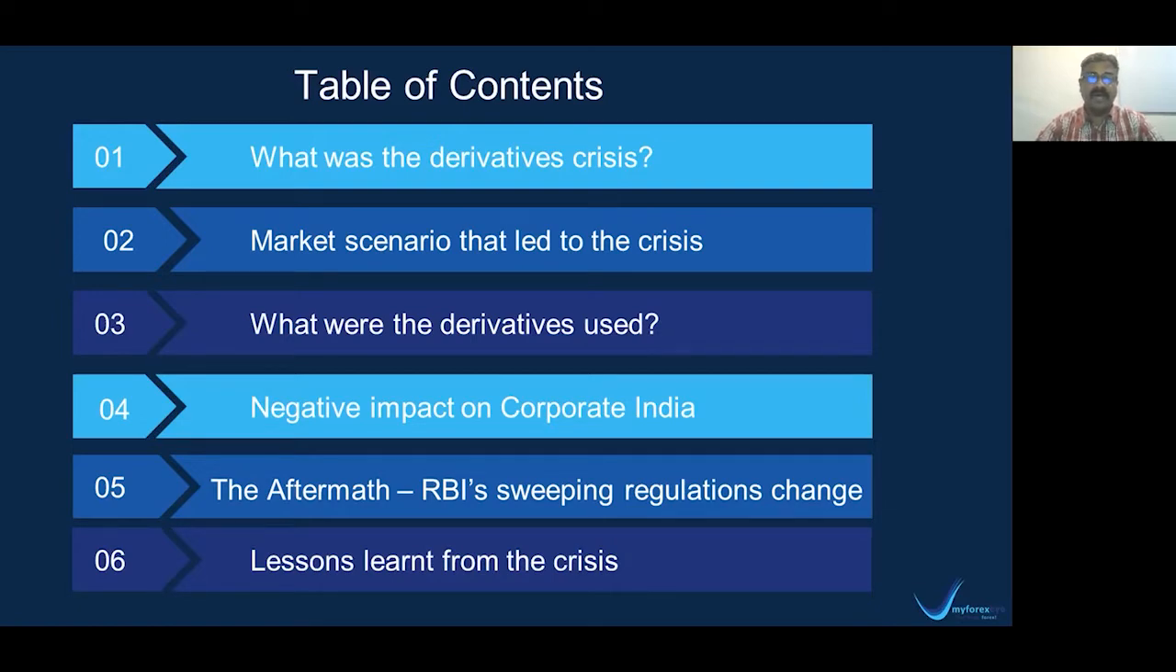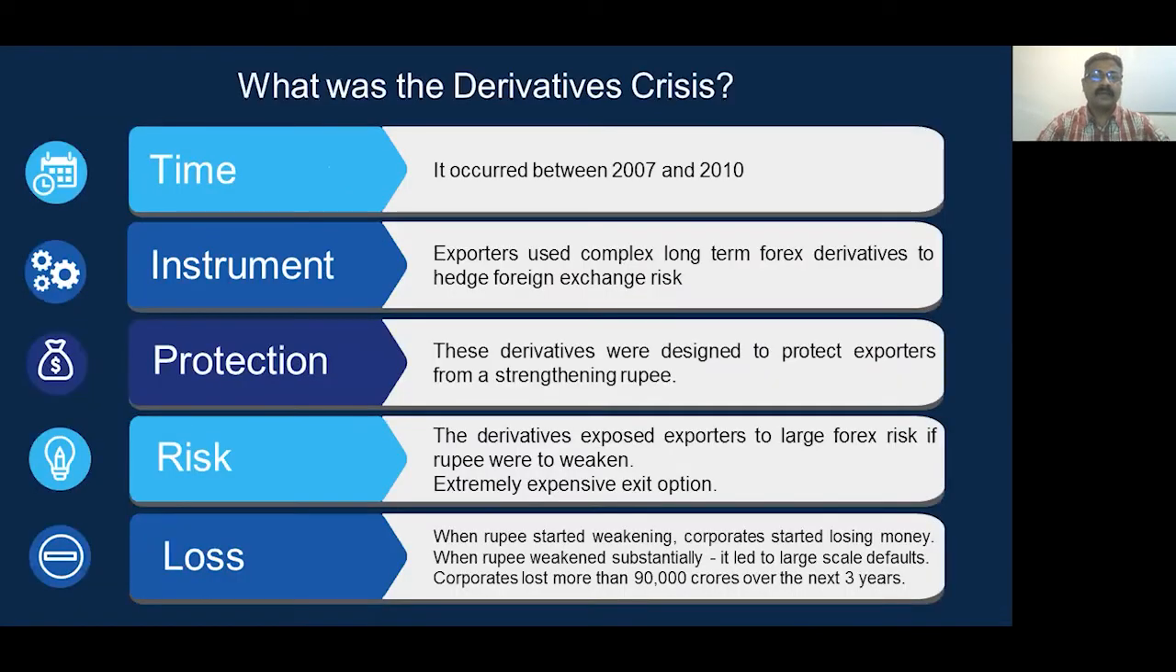We will also have a look at the negative impact on corporate India because of the derivatives that were done. Also, some insight into the sweeping changes that the Reserve Bank did after the derivative crisis unfolded and corporates had incurred so much of losses. And finally, and most critically, what were the lessons that corporate India learned after the crisis? So let's go one by one.